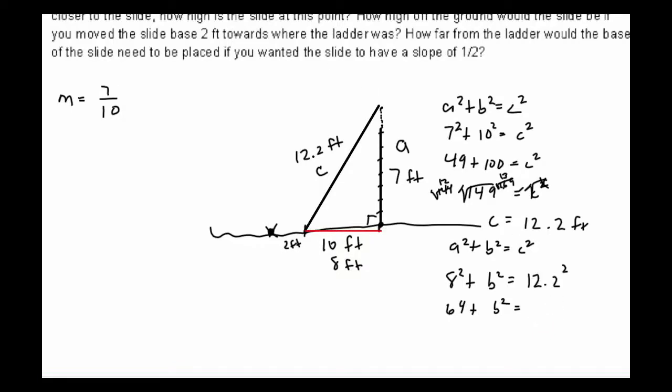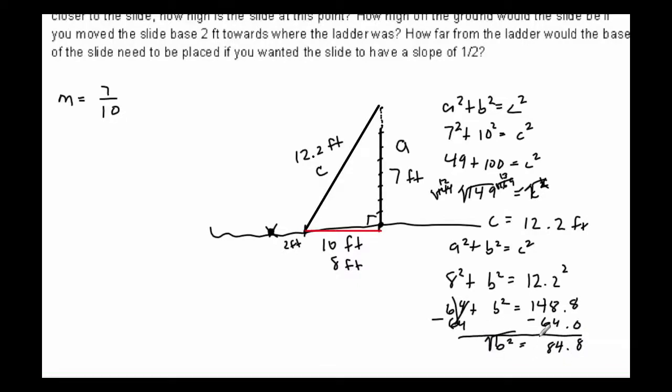So I'll use a calculator to do that one. 12.2 times 12.2 is going to be approximately 148.8. Okay, to solve this, we have to get the b squared by itself. So I'm going to subtract 64. Subtract 64. So you can see how your knowledge of solving equations would help you. Those cancel, so I'm left with b squared equals about 84.8.